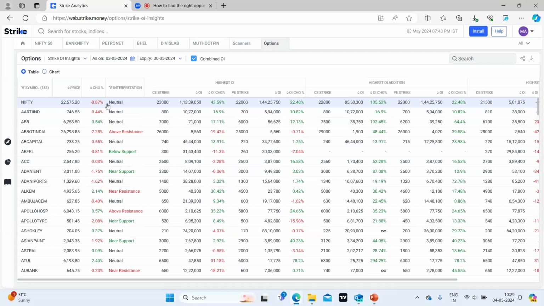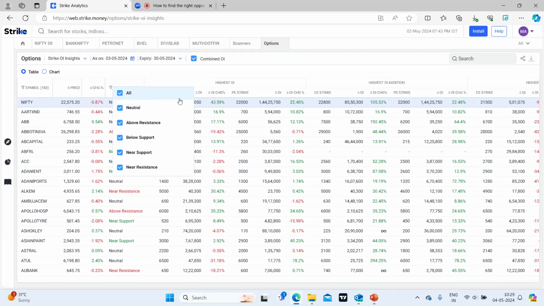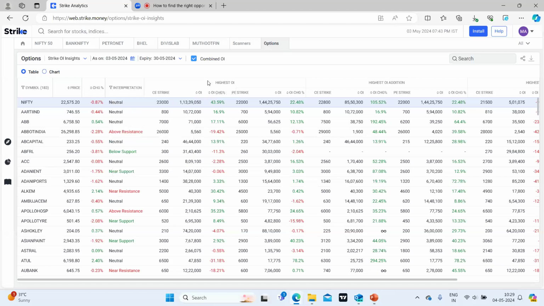Now there is an option which is interpretation. In it there are 5 options. Neutral means the price is somewhere in between the support and resistance. It is at the mid point, neither close to the support nor close to the resistance. Like this RT 750, its resistance is 800, 50 points up, support 700, 50 points down, so it is in between, right?